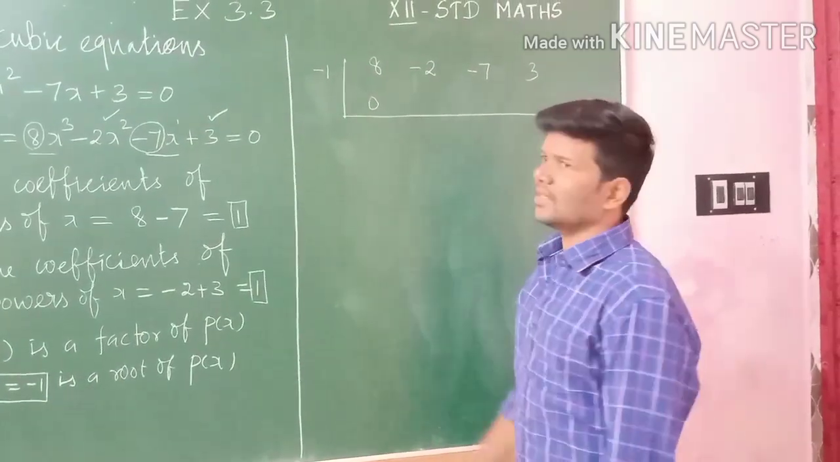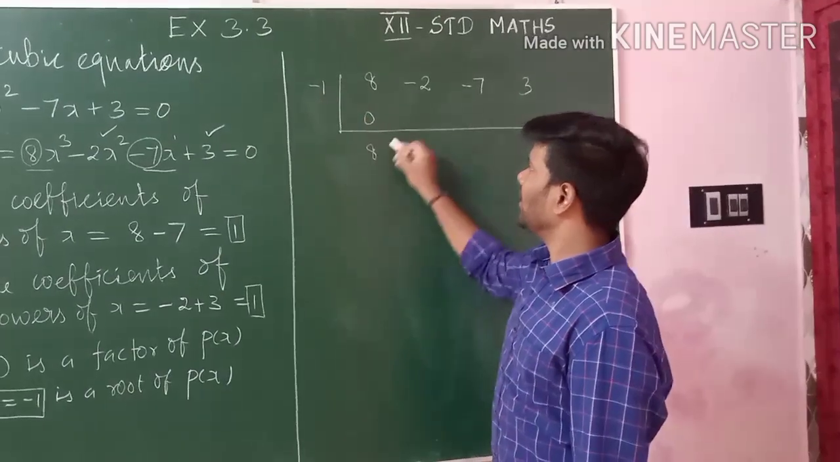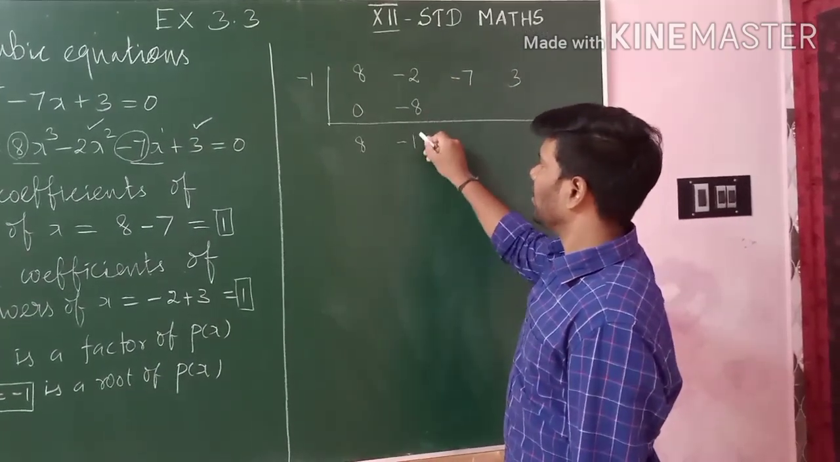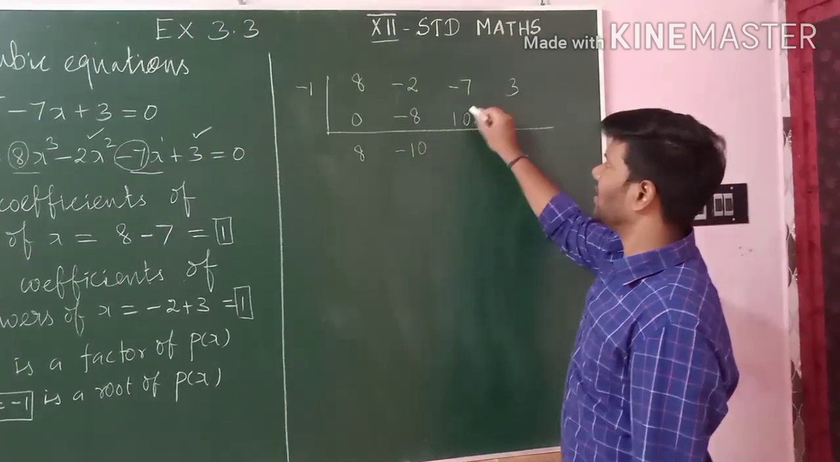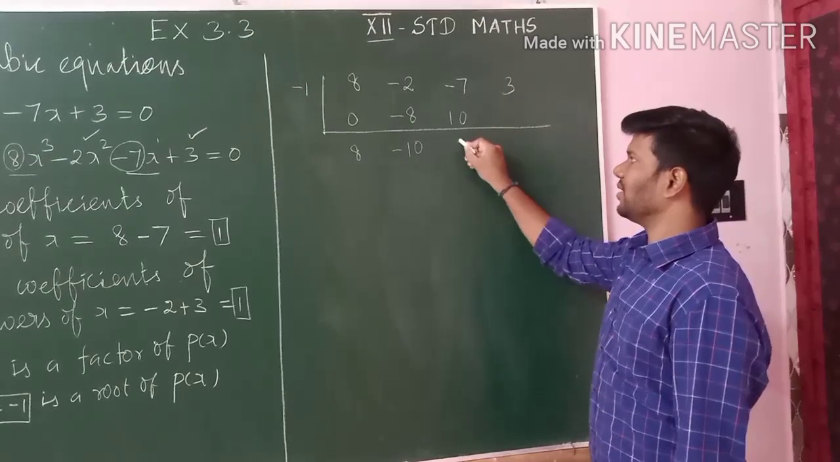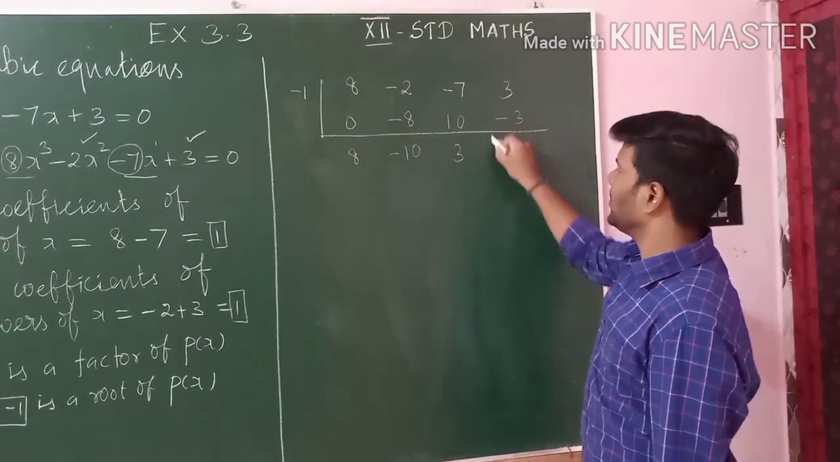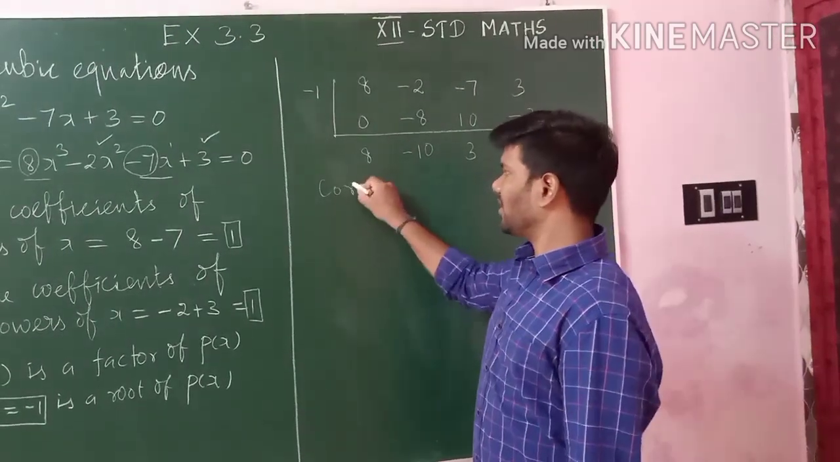Second row, first entry, 0. 8 plus 0, 8. Minus 1 into 8, minus 8. Minus 2, minus 8, minus 10. Minus into minus plus, 1 tens are 10. Minus 7 plus 10, 3. Minus 1 into 3, minus 3. So remainder is what? 0. So what is the corresponding factor?